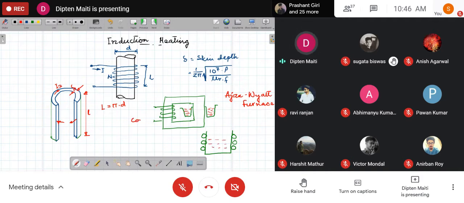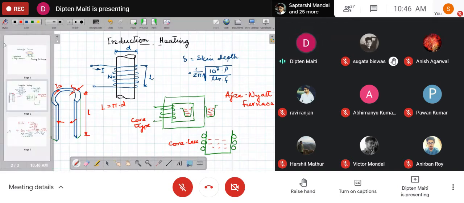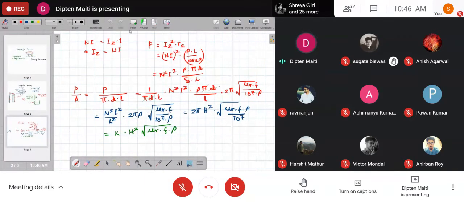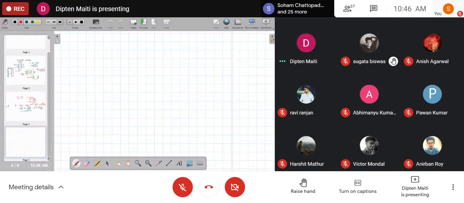So this is core type induction heating, and this is coreless induction heating. So there is no core directly. Of course, the electric current or electric power is passed to the charge by the induction process. However, there is no core. So in here, you need to study the Ajax Watt furnace structure.